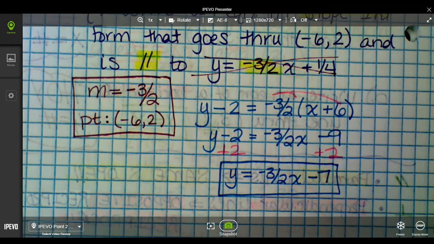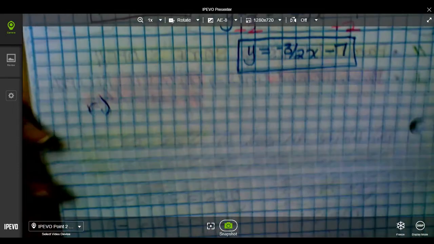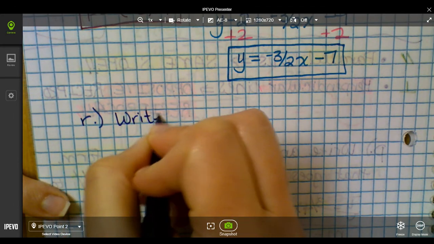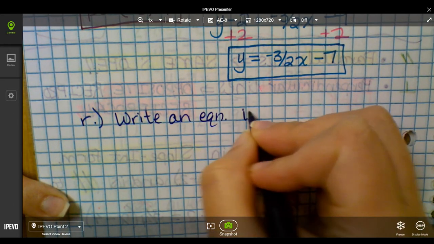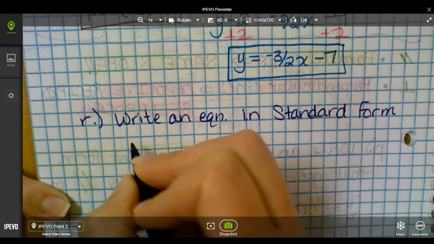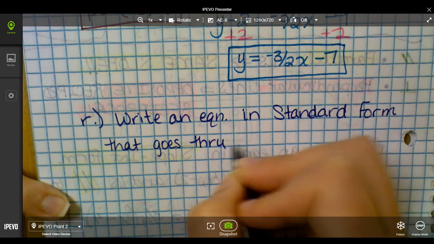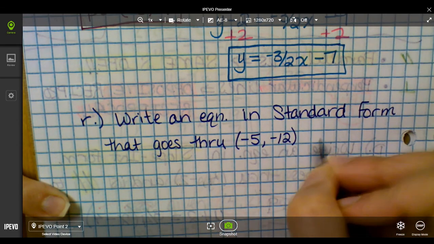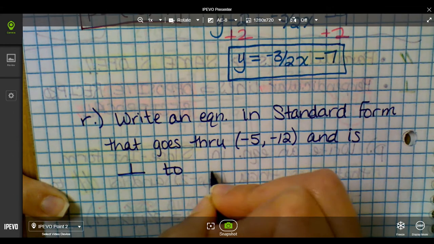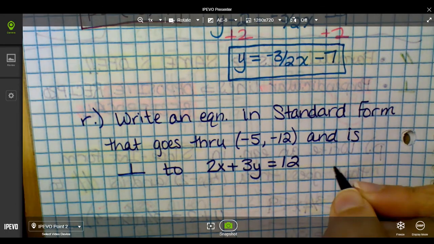Okay. Next one, and I'm not going to forget to move my camera this time. This one is the doozy. Lots of stuff going on over here. So write an equation in standard form that goes through -5, -12, and is perpendicular to 2x plus 3y equals 12.